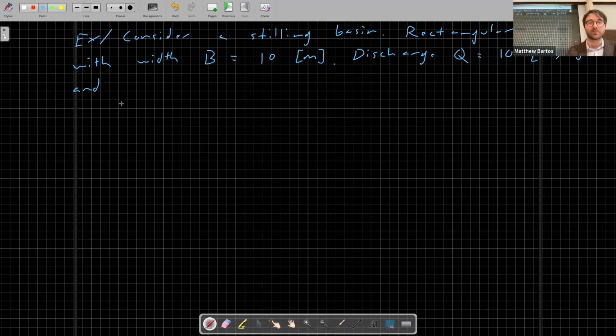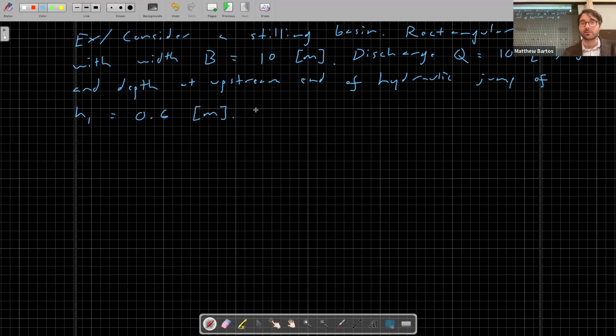And the depth upstream of the hydraulic jump, the depth at the upstream end of our hydraulic jump, is going to be H1 is equal to 0.6 meters. And what I want to do is compute the depth H2 downstream of the jump.